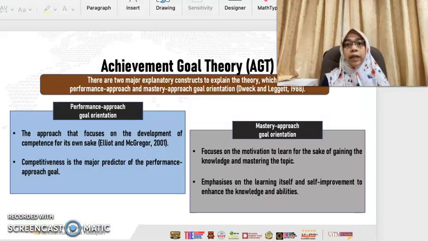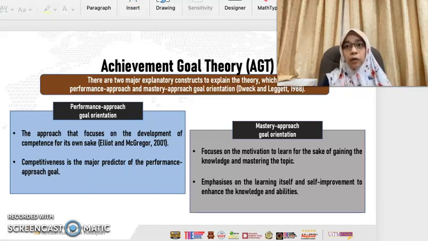Next, we move on to the theory underpinning this study. We are using achievement goal theory. Based on this theory, there are two major explanatory constructs, which are the performance approach and the mastery approach, as goal orientations. The performance approach is basically about performance. This approach focuses on the development of competence for its own sake. Competitiveness is the major predictor of the performance approach goal.